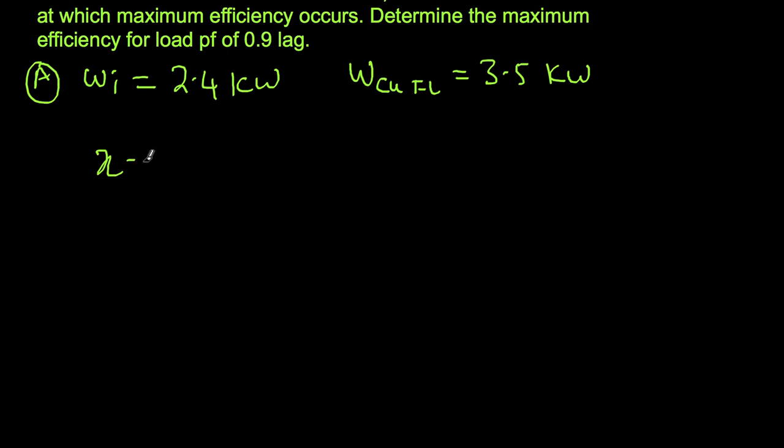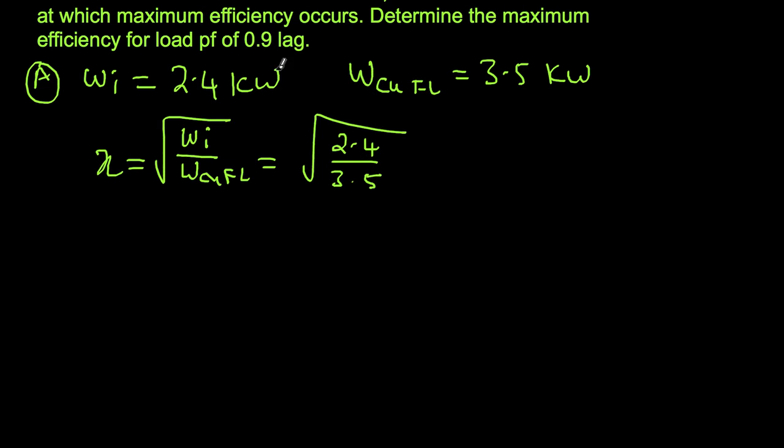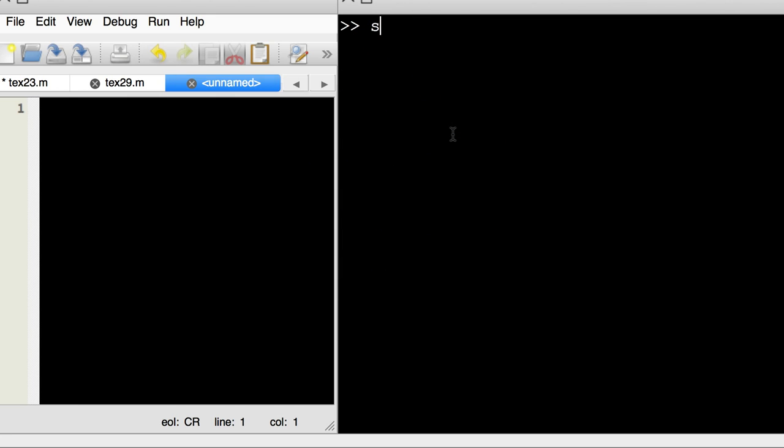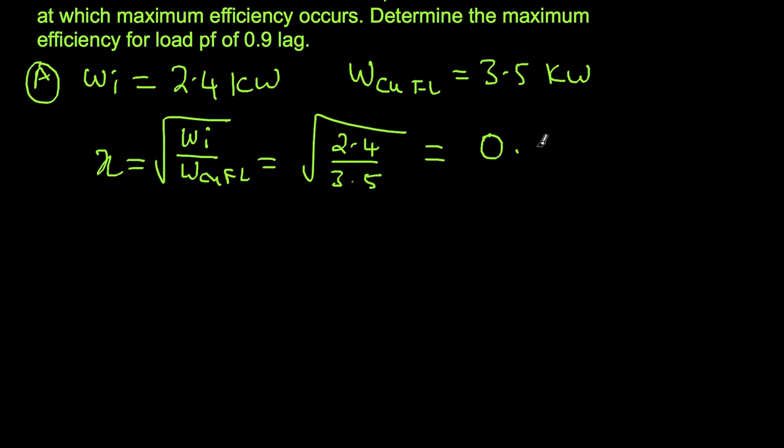x is the fraction, which is nothing but the square root of Wi by Wcu at full load. That is the square root of 2.4 divided by 3.5. Since both are in kilowatts, I can cancel them out. Let me use my calculator: square root of 2.4 divided by 3.5 gives 0.828. So for this fraction, I'll get the maximum possible efficiency.